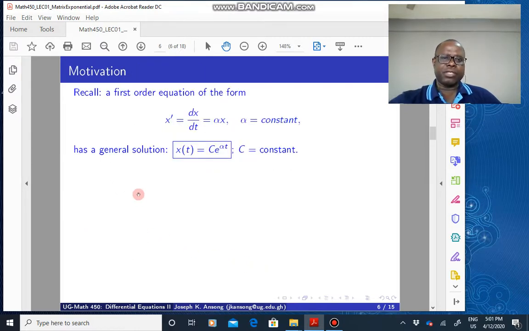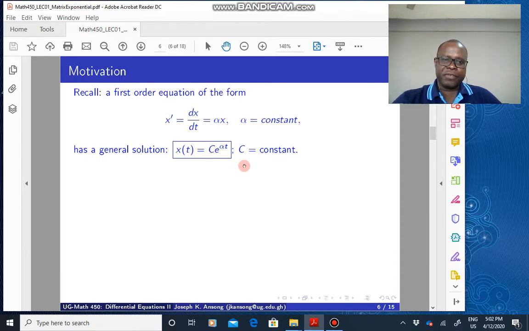So here's a motivation. If you have a first order equation, this is not a system, this is just a linear equation. You have x prime, which is dx/dt, equal to alpha x. Alpha here is just a constant, then the general solution is given by some constant times e to the alpha t. All right, so this is straightforward. We did this in chapter 1.